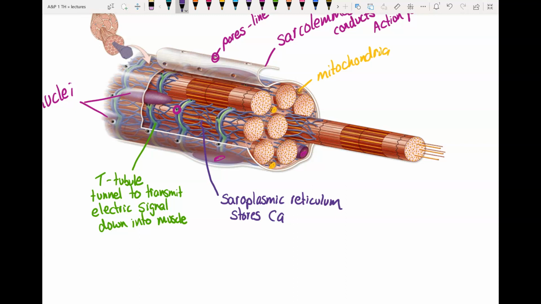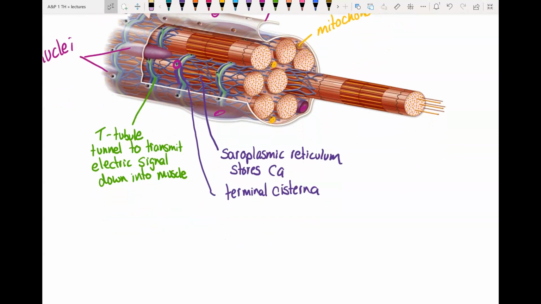Notice at the edges of the webs, you have these flat areas that are pressed right up against the T-tubule. That flat end of the sarcoplasmic reticulum is called a terminal cisterna. Now there's actually a little tiny microscopic gap. They're not pressed together, but they're very close to each other. So this is the flat end of the sarcoplasmic reticulum that is next to the T-tubule.